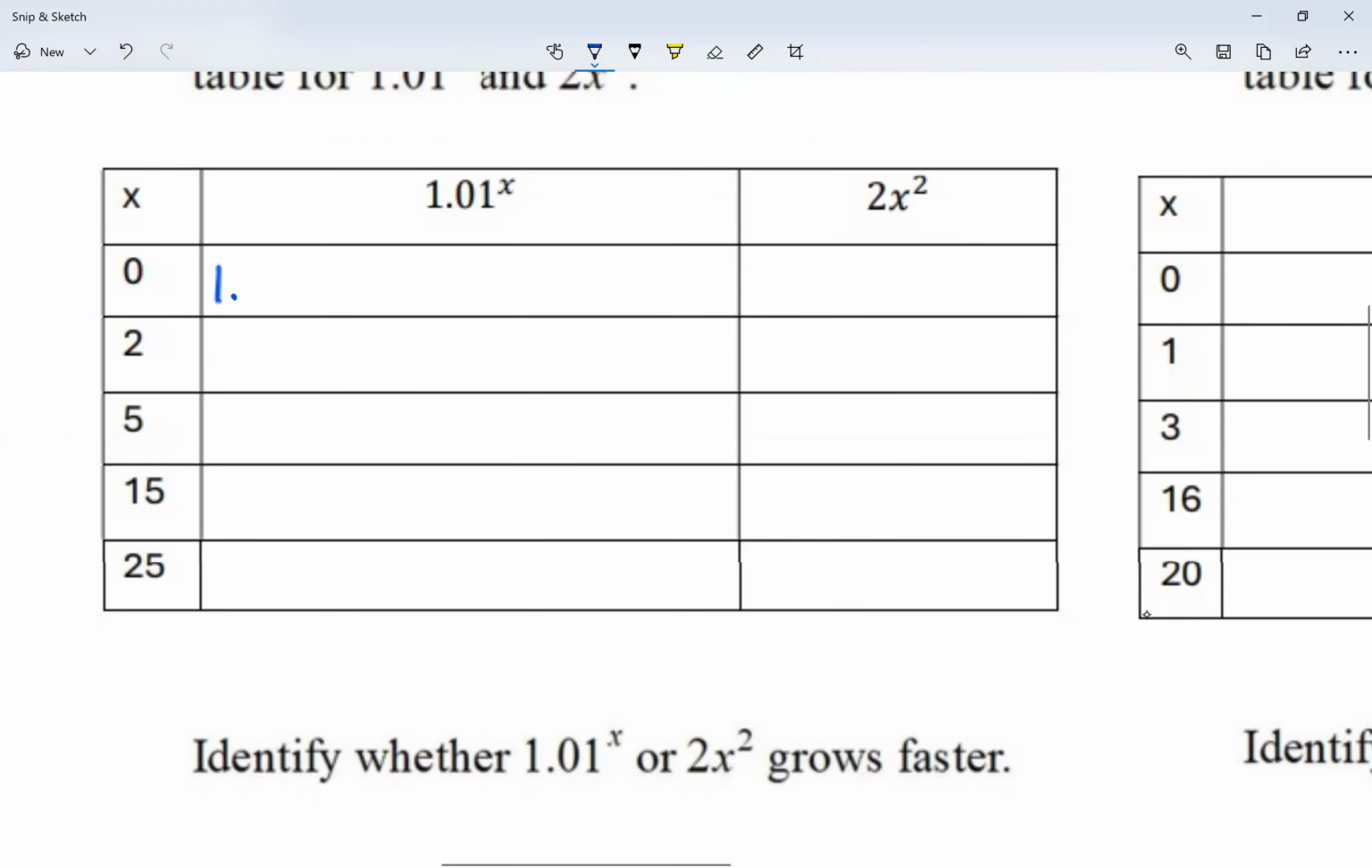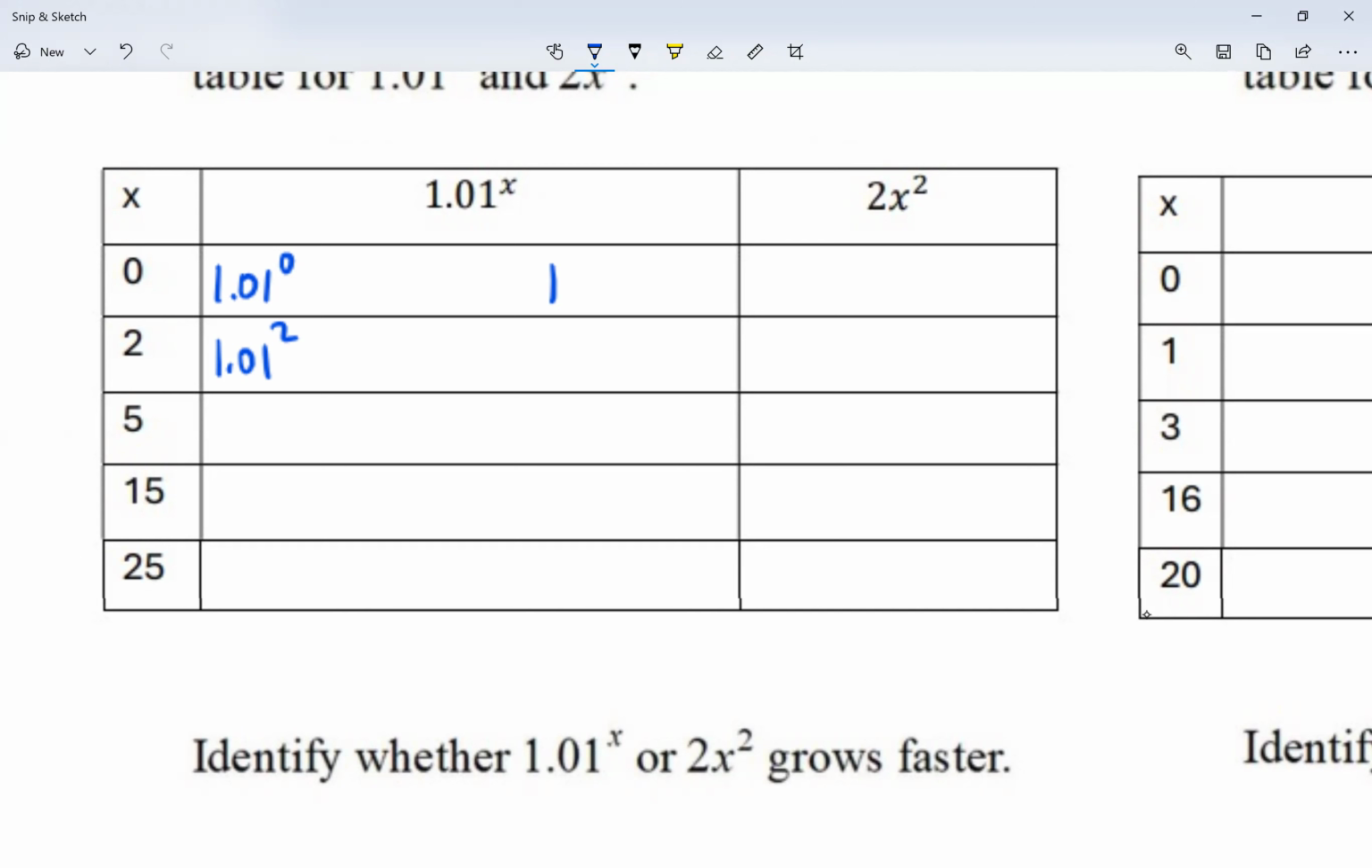So I'm going to do 1.01 to the 0 power. I can type this on a calculator. 1.01 to the 0 power gives me 1. Yeah, anything to the 0 power is 1. Not bad. Now, what is 1.01 to the second power? Okay, I typed it on my calculator. Let me round my answer to 2 decimal places.